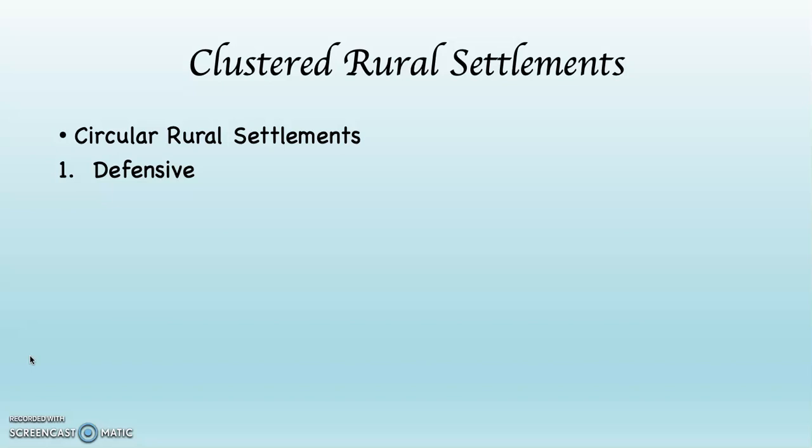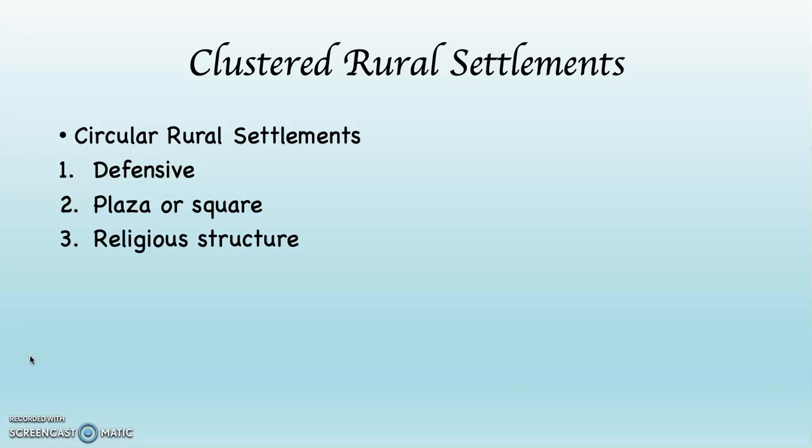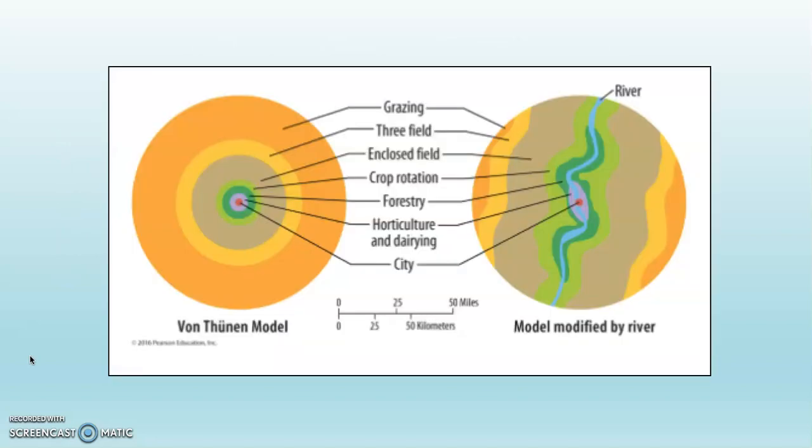In many cases, these evolved over time as defensive settlements, and they may have evolved around a central plaza or a central square. Oftentimes, there was a religious structure, which may still very well be there on that central plaza or square. And of course, in that central square, this is where the markets are going to occur, including the fresh produce from the agricultural land that's around.